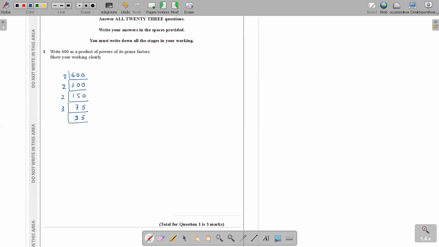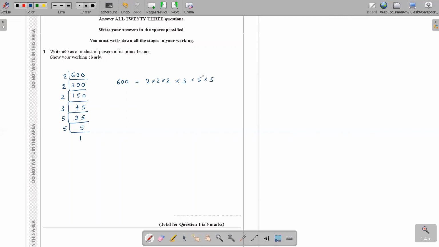Then the next prime number after 3 is 5. So 25 is divisible by 5. 5 times 5 is 25. So again, dividing by 5 until we reach 1. You end up seeing that 600 is made up of the prime factors: 2 repeated thrice, 3 once, and 5 repeated twice.